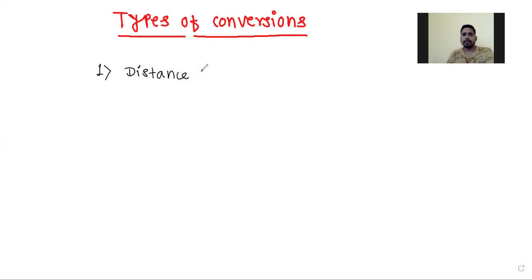Distance having many units, we can measure in yard also, kilometer, meter, centimeter, micrometer, nanometer. So these are some units of distances. Today I'll show you some basic conversions. So I am taking some units which are very known to you.